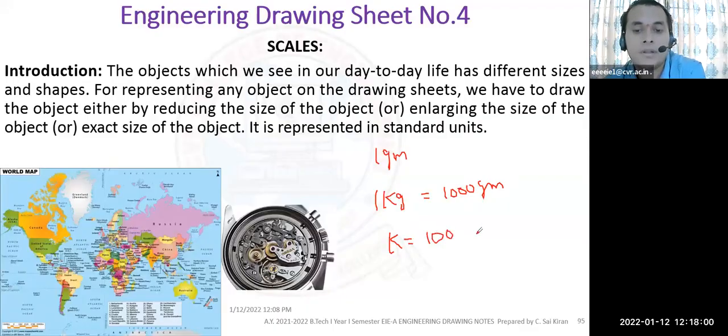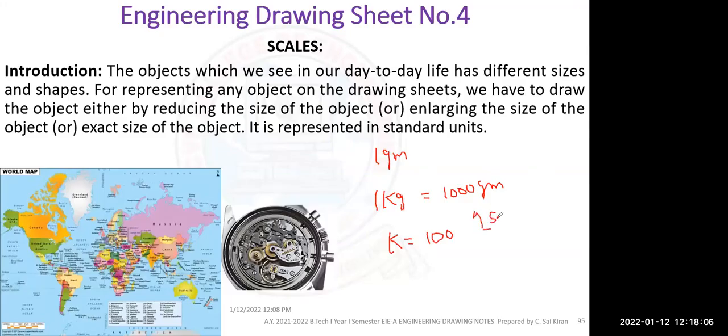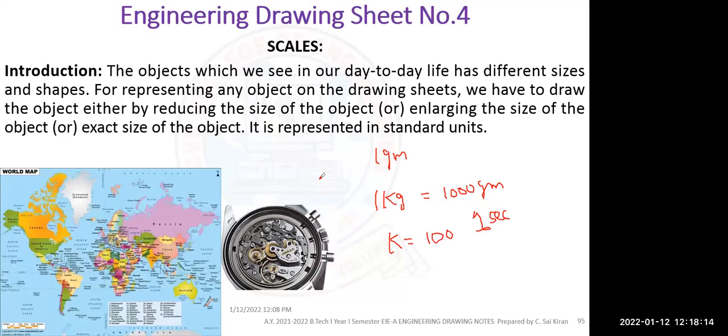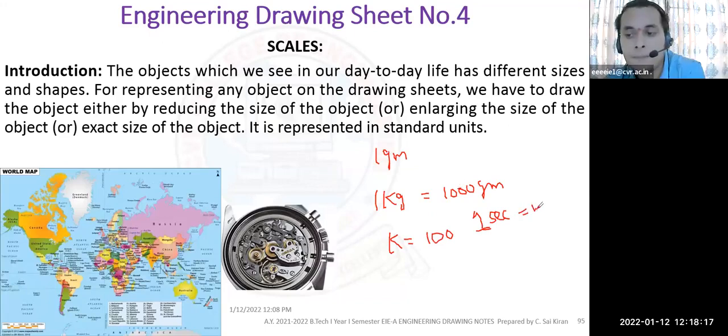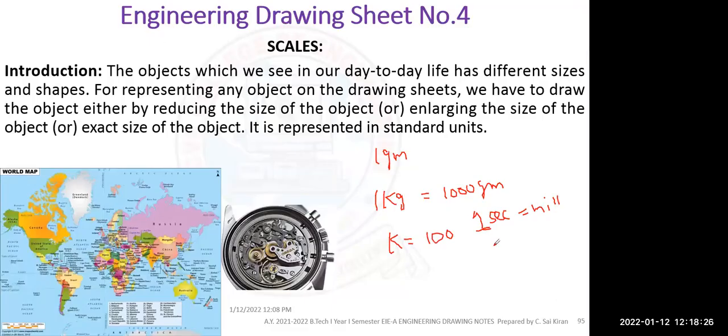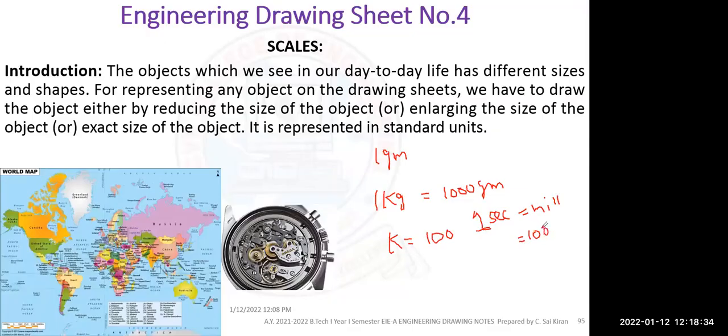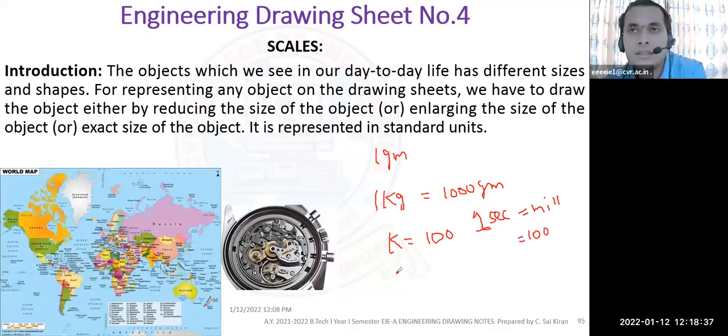Similarly, take 1 second as an example. Second is the unit of time. What is lesser than 1 second? Millisecond. So 1 second equals how many milliseconds? 1000 milliseconds. So milli is nothing but 1 by 1000.